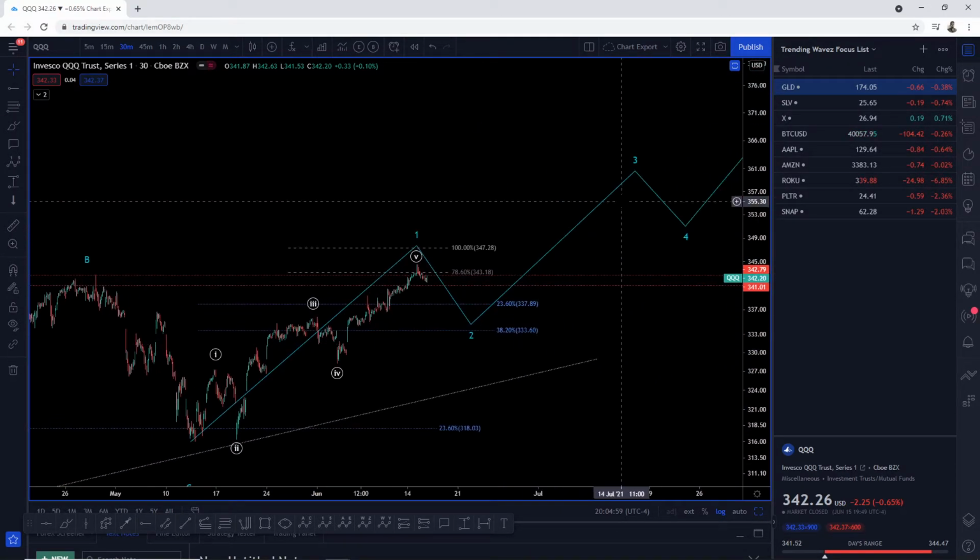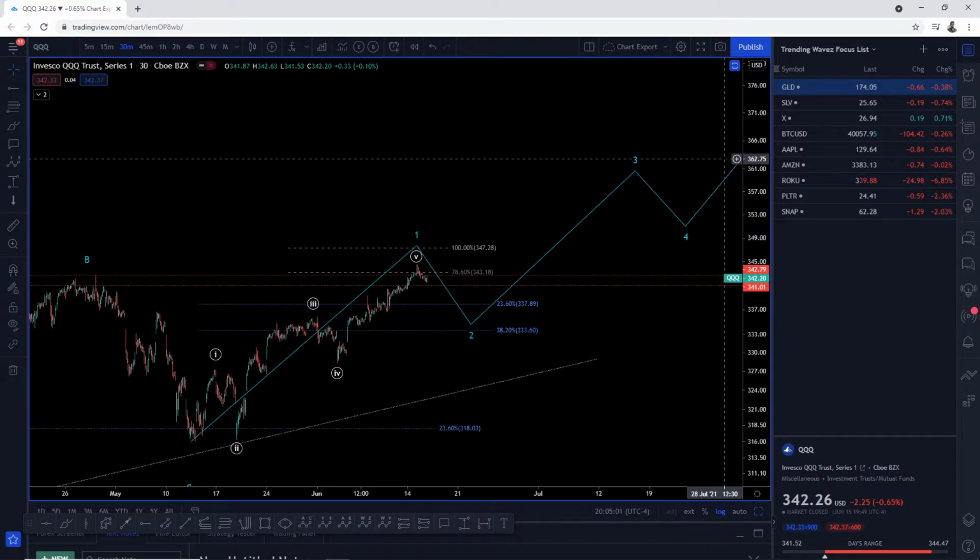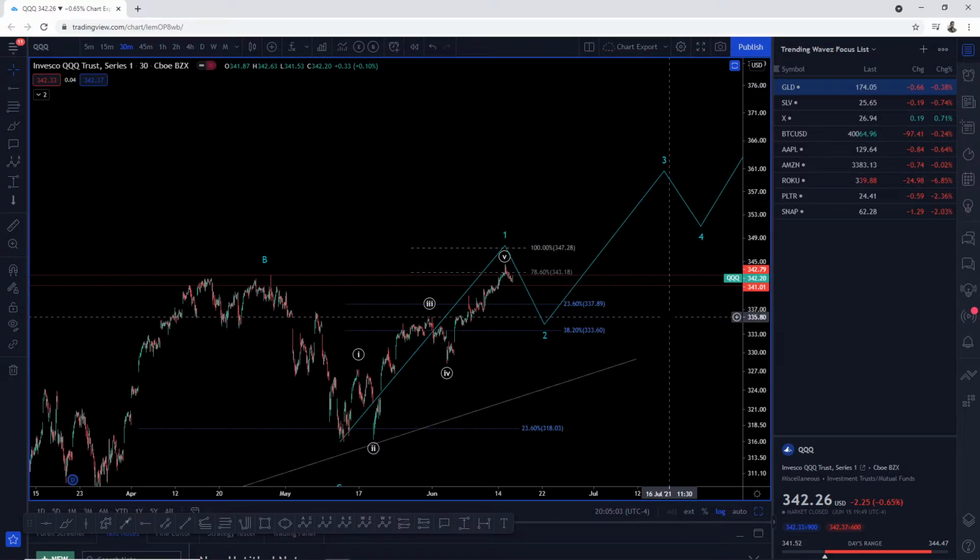Then we head on higher in the -degree wave 3, then wave 4, and then the final 5th wave. So again, this is the most bullish interpretation that I have.